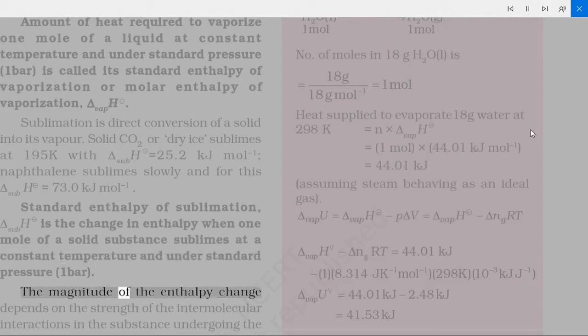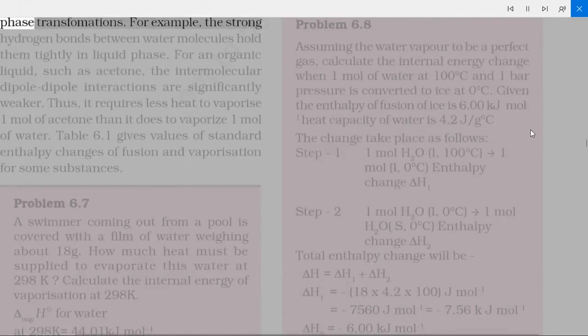The magnitude of the enthalpy change depends on the strength of the intermolecular interactions in the substance undergoing the phase transformations. For example, the strong hydrogen bonds between water molecules hold them tightly in the liquid phase. For an organic liquid, such as acetone, the intermolecular dipole-dipole interactions are significantly weaker.